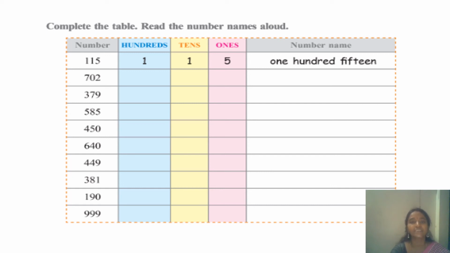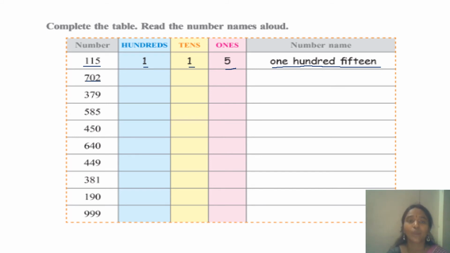Okay, it is 115. 115 is your number. Under hundreds 1, under tens 1, and under ones 5 is written, and the number name is written, right? Now going to the second one. What is the number?